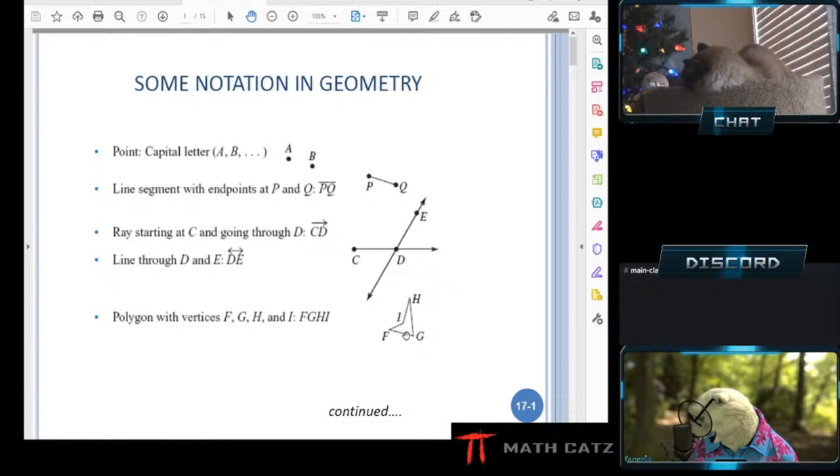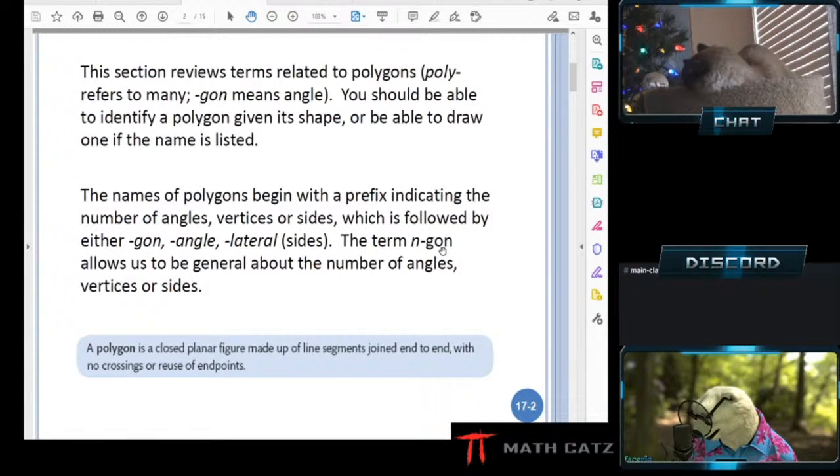The number of sides in the polygon is the same as the number of corner points, or the number of angles. They're the same. In this case, I have 4 sides, 4 corner points. They're always going to match. So in an n-gon, the n just refers to how many of them there are.